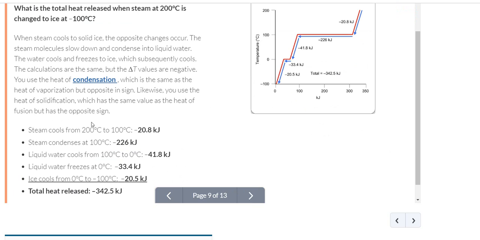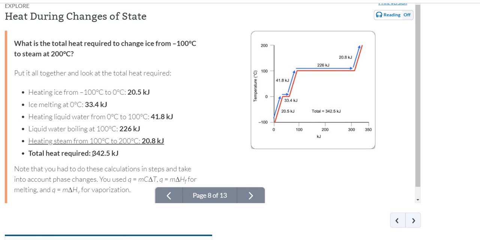The next page in the lesson takes you in the opposite direction. Fortunately for us, we don't have to do the math again because we're using the same temperatures and we're using the same substance, right? H2O. So if you look, this was the calculation we just did, the total heat that we had to put into the system, right? The system had to absorb heat to get from ice to steam, 342.5 kilojoules. It's a positive number.